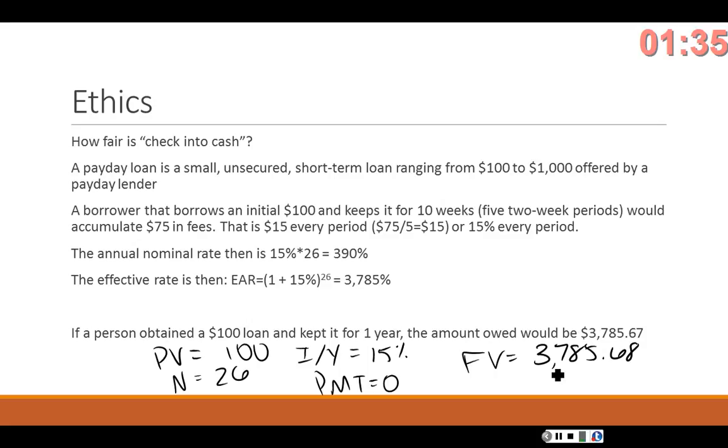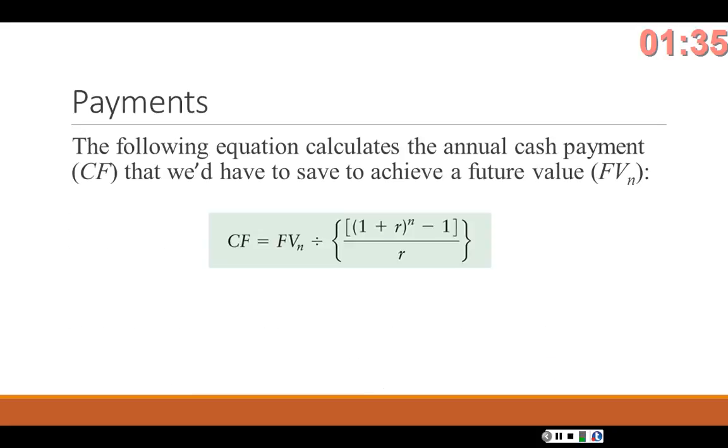So next we're going to look at payments. So what payment do we need to make to have enough saved up in the future? To have a certain dollar amount saved up in the future. To calculate this, it's equal to the future value, the amount we want to have saved, divided by 1 plus the stated rate raised to the nth power minus 1, divided by the stated rate.